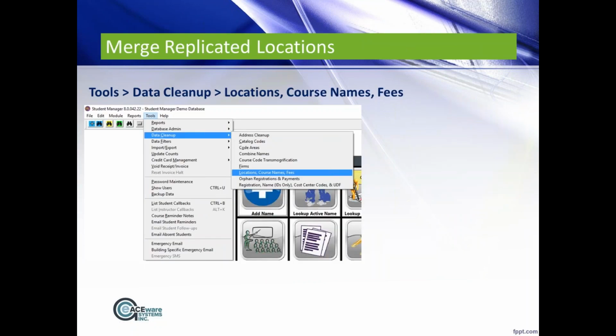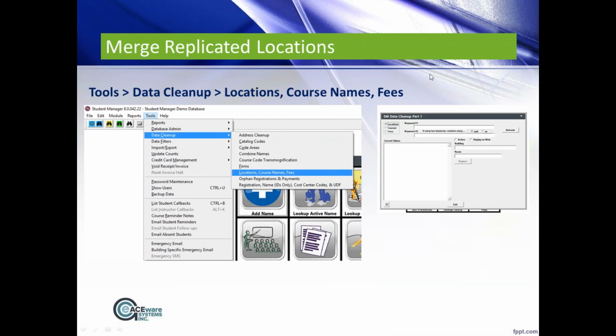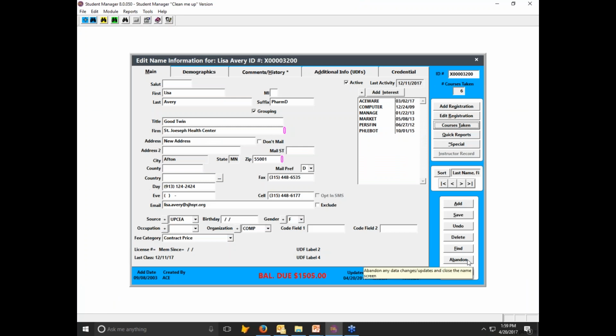Okay, merge duplicate locations. Again, back to the data cleanup area, you've got the same kind of option: if you've got locations that have kind of grown like kudzu, with multiple records for the same exact location, that's a way for you to clean those up. So we'll go ahead and jump over to that real quick.